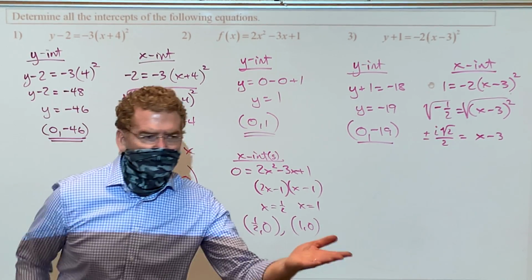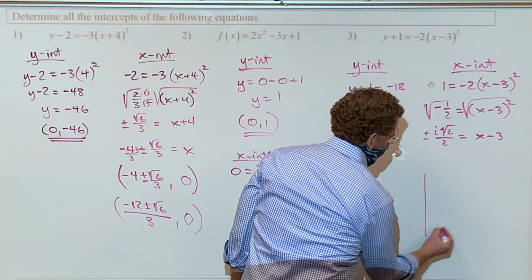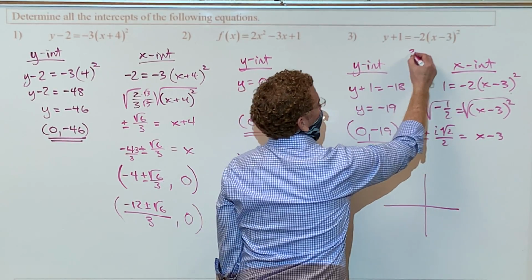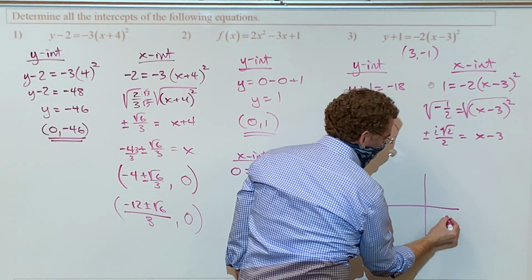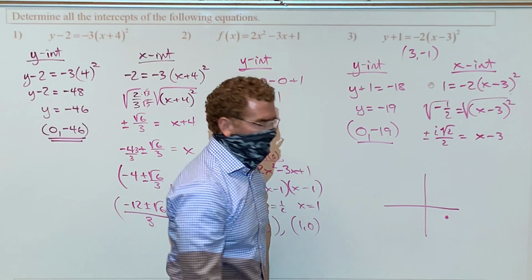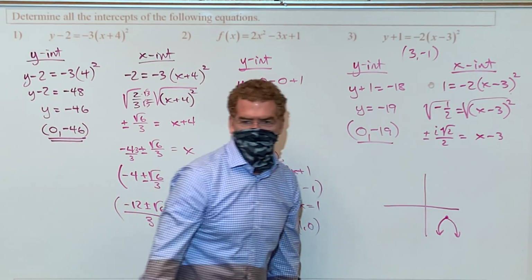Yeah. Parabolas? Look at, where's this parabola? Where does it begin? Where's the vertex? 3, -1. Here's 3, -1. Over 3, down -1. Which way is this graph going? Down. So if I have a 3, -1 going down, I'm not going to have any x-intercepts.